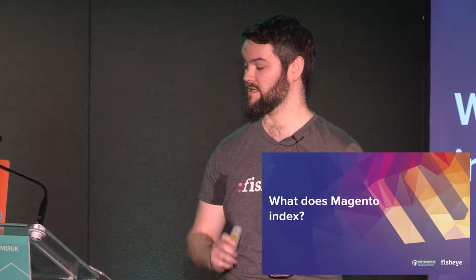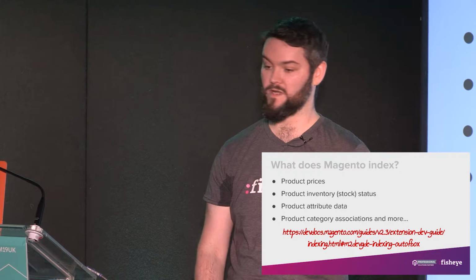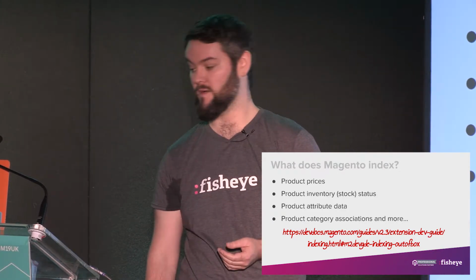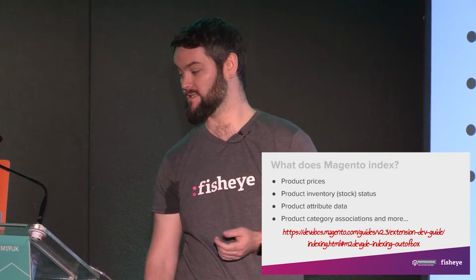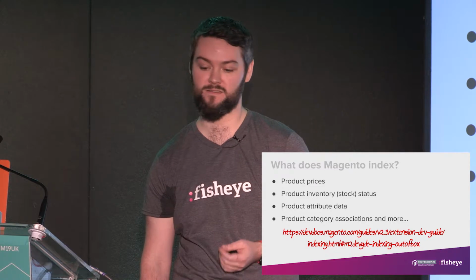So before we go too much further into indexing, I'm going to have a quick overview of what Magento indexes. Won't cover it all. There's a link there for Magento's dev docs which explains it in more detail. But as I said, it's mainly products, so prices, stock inventory, attribute data, and category associations are the main ones.